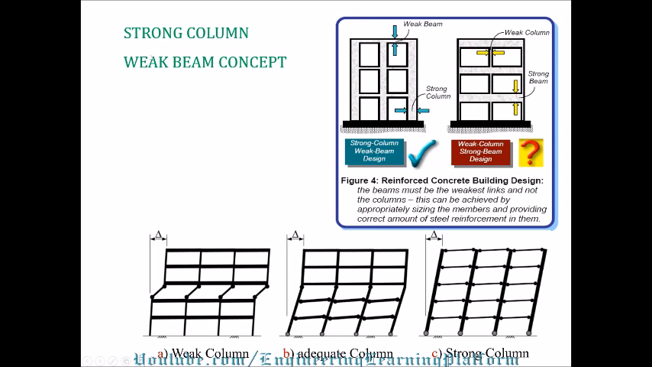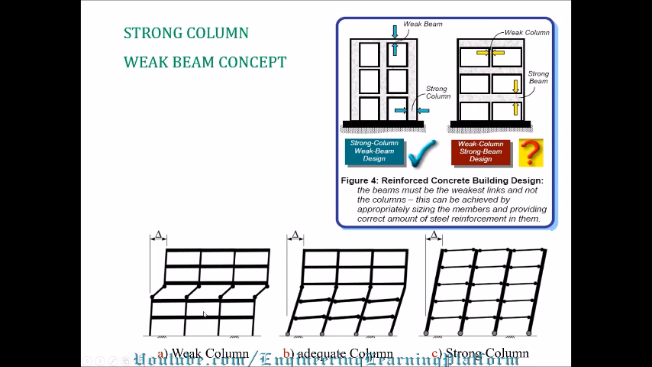So the first concept is the strong column weak beam concept. Usually we have a weak beam and a strong column to confirm a structure is ductile enough to undergo an earthquake, while a strong beam and a weak column is a signature of a weak structure. In reinforced concrete design, the beams must be the weakest links and not the columns. This can be achieved by appropriately sizing the members and providing the correct amount of steel reinforcement in them.